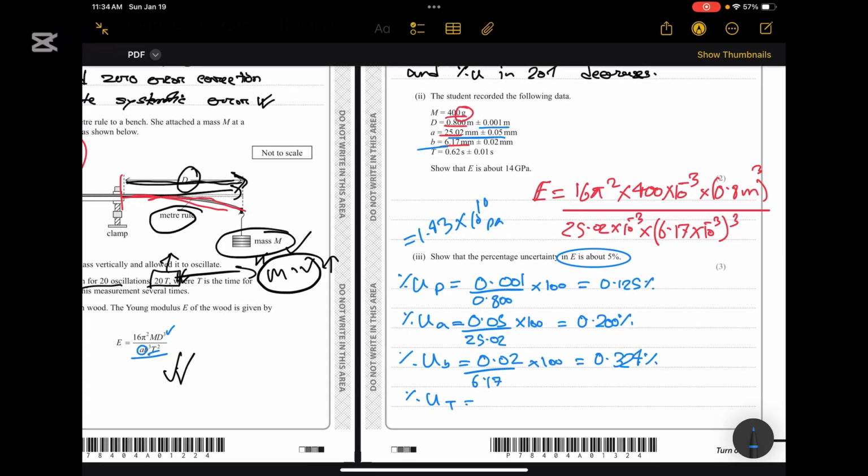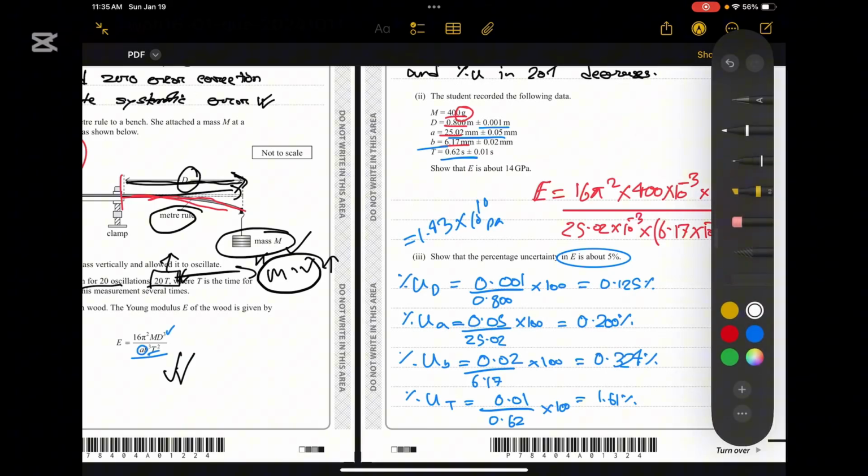Now let's figure out T. Percentage uncertainty of T is equal to 0.01 divided by 0.62 into 100. So the value will be 1.61%. Now as we have figured out all of them, let's put all the values together that we know.